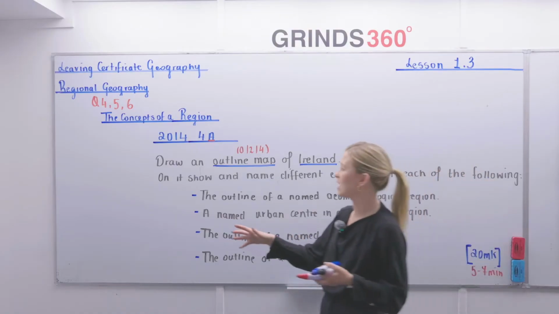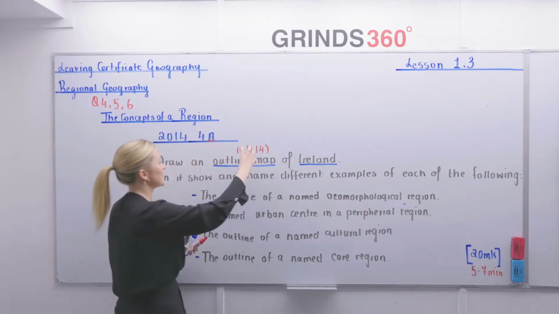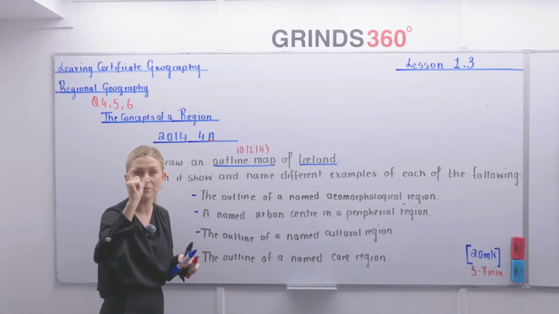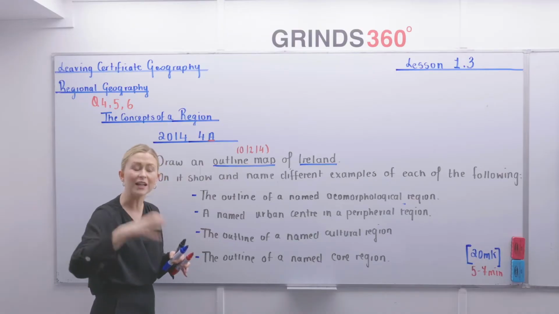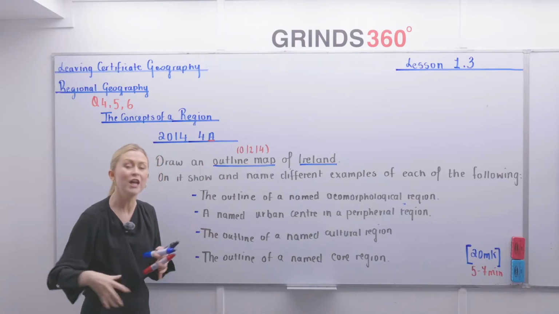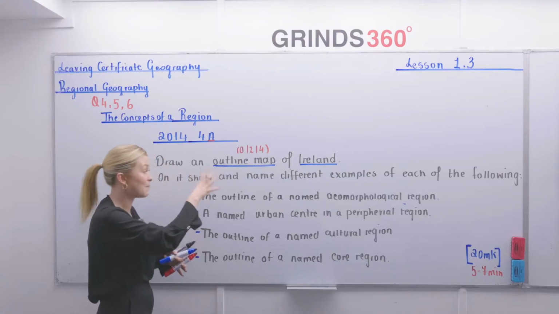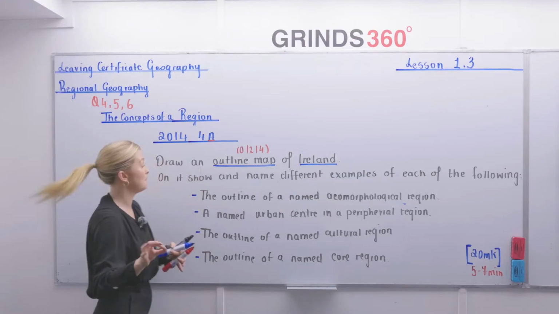Now, the second thing I'm going to say here is, anyone I find who's getting 4 marks, they're not drawing a tiny little map of Ireland on the page. That should be more than half an A4 page. It should be of a decent size to be getting that 4 marks, to show and name everything accurately. So please keep that in mind.